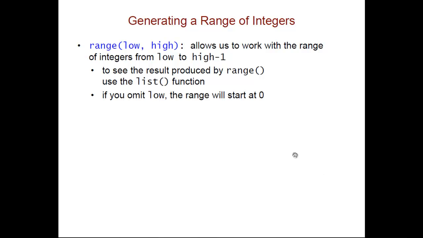It takes two integers, low and high, and it essentially gives you back a list of integers that goes from low up to high minus 1. So up to but not including that second input, high. And so it's a way of working with a range of integers.